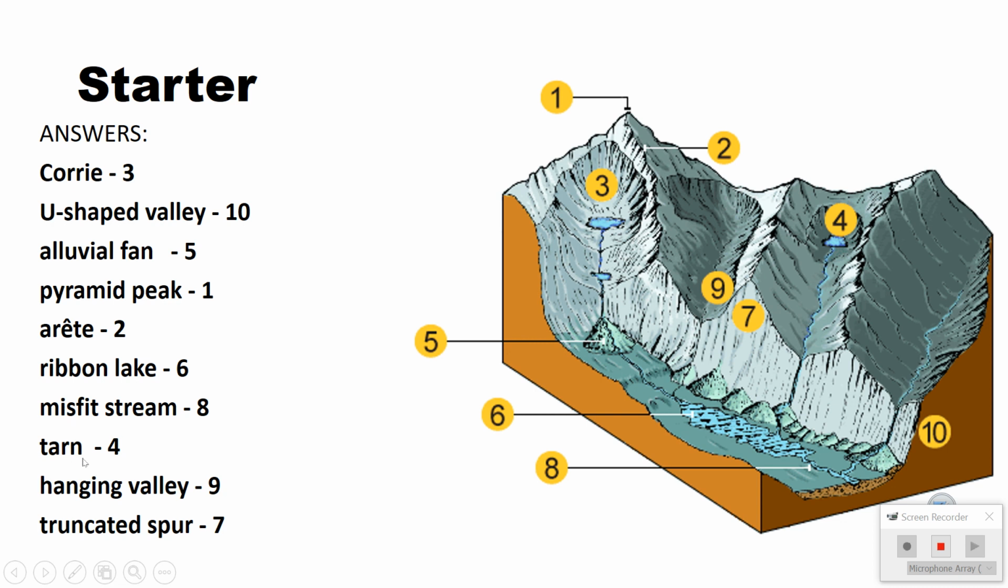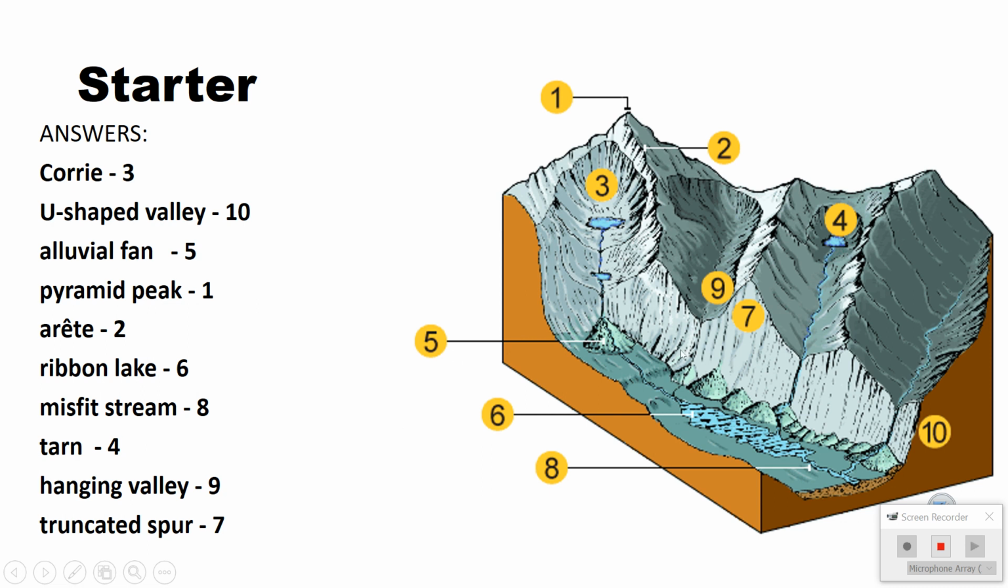Number 4 is this tarn or a corrie loch. You might have got them muddled up, a corrie and a corrie loch. The numbers are quite close and they're kind of similar, but as long as you get the idea. And a hanging valley, you can see there's a huge example here, but number 9 is a hanging valley also.